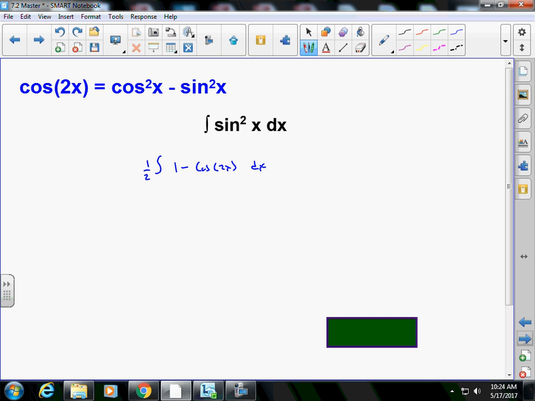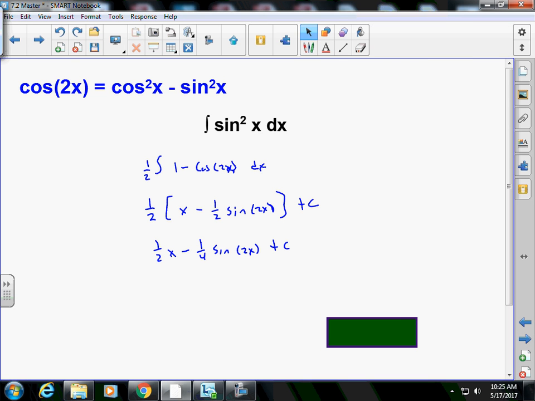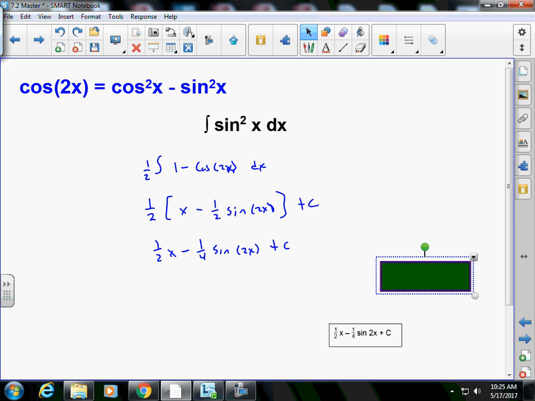Because it allows me then to integrate, because I can integrate this easily. 1/2, the integration of 1 is x. The integration of minus cosine 2x is minus 1/2 sine 2x plus a c. So I have 1/2 x minus a quarter sine 2x plus c. So these are, again, not a bad problem to work with.